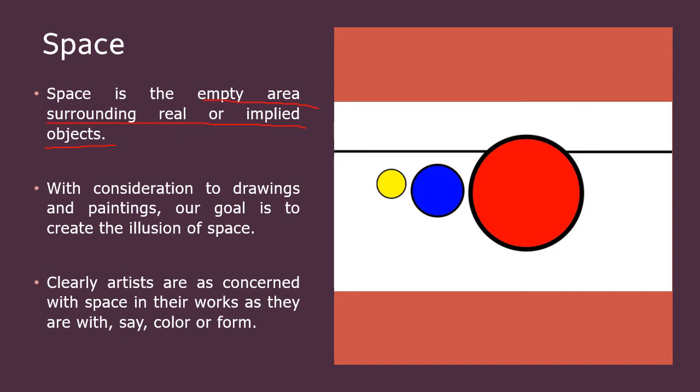When it comes to art, or with consideration to drawings and paintings, our goal is to create the illusion of space. Clearly, artists are as concerned with space in their works as they are with, say, color or form. For example, in this picture, we can see the different sizes of the objects. Objects that are smaller will appear further away from the viewer. Like this one, we can imagine that because of the space provided for this circle, this circle is too far. This one is the nearest circle, followed by the next one and the farthest circle.